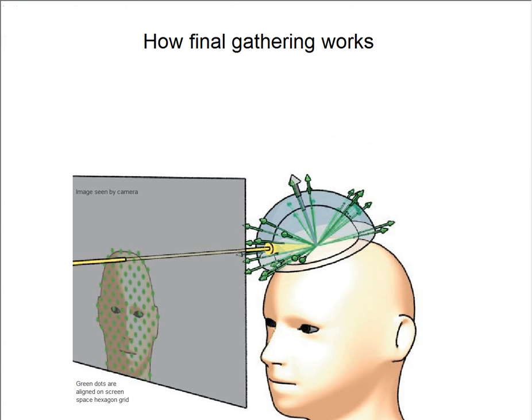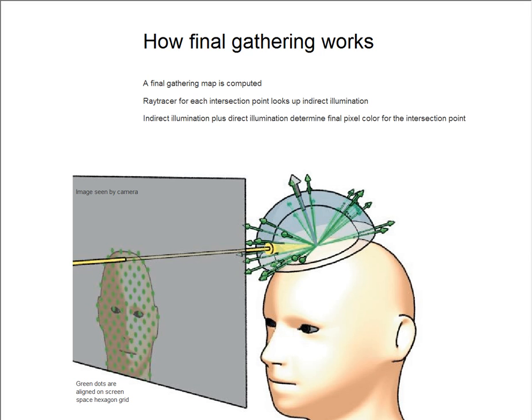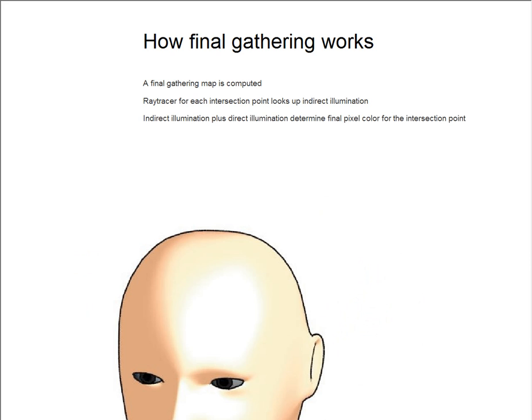Final gathering is computed for visible surfaces only, and that information is cooked in the final gathering map. So it's basically a two-stage process where a final gathering map is computed, and then the ray tracer for any given intersection point will look up into the final gathering map file to get the indirect illumination. And it's this indirect illumination plus the direct illumination that come together to create the final pixel color for the intersection point.